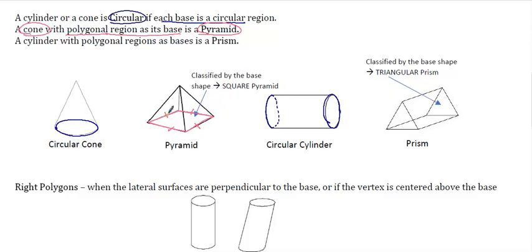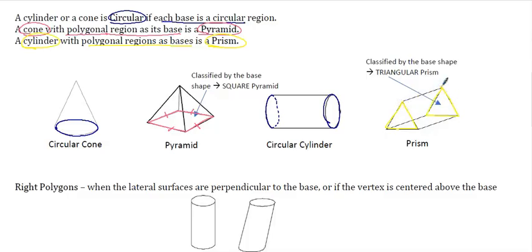But that's a pyramid because it has a polygonal region for the base. Then, a cylinder with polygonal regions as bases, right? So there's two of them, that is a prism. So this is it. We look for the part that has two of the same shape.